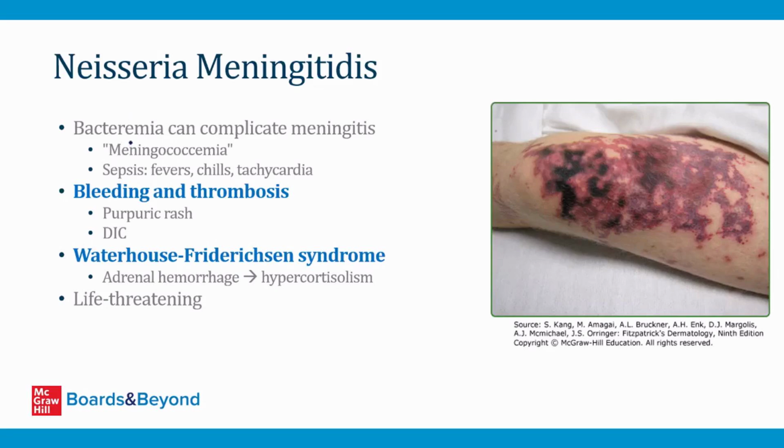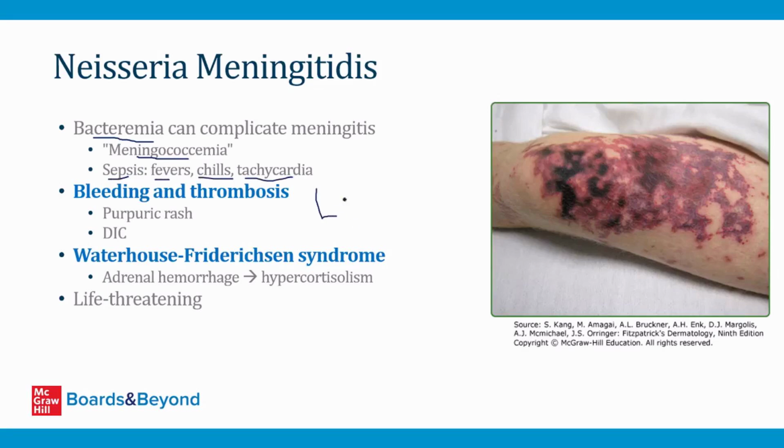So first of all, patients who have meningitis are going to have Neisseria in their bloodstream. They have bacteremia, and that's because the bacteria travels through the bloodstream to get to the meninges. So they usually have meningococcemia. This means that you can culture Neisseria from blood samples. And they usually have features of sepsis, things like fevers, chills, and tachycardia.